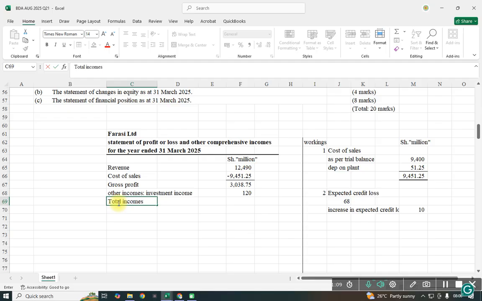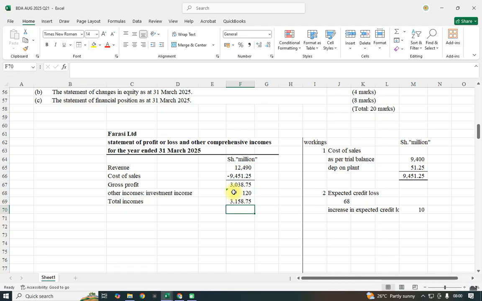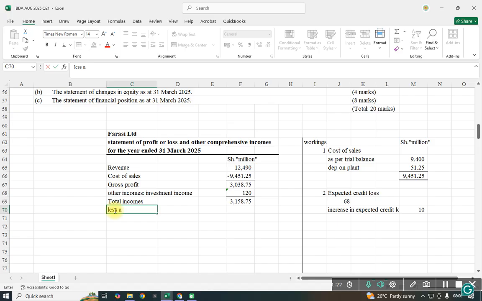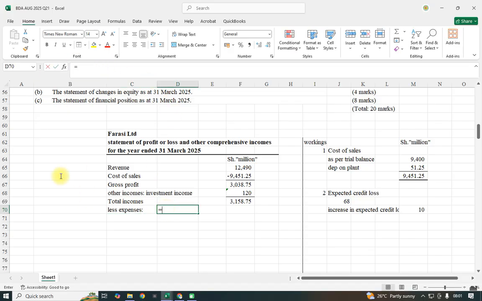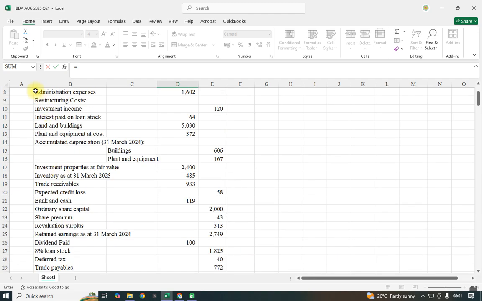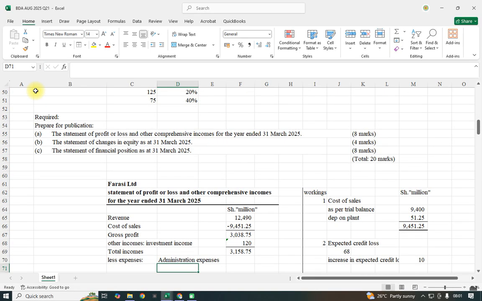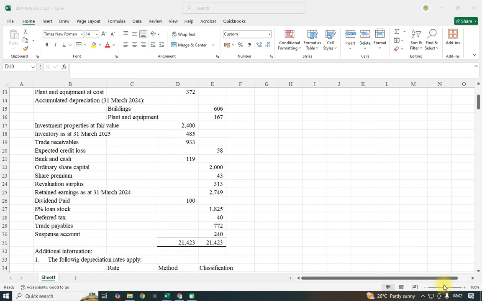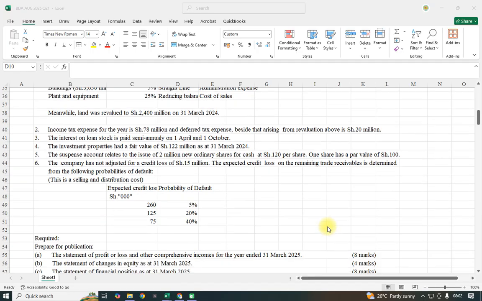Total incomes. The only two that we have here, these two, are our total income. Then less expenses, starting with admin expense. So the administrative expense. Okay, so we continue.